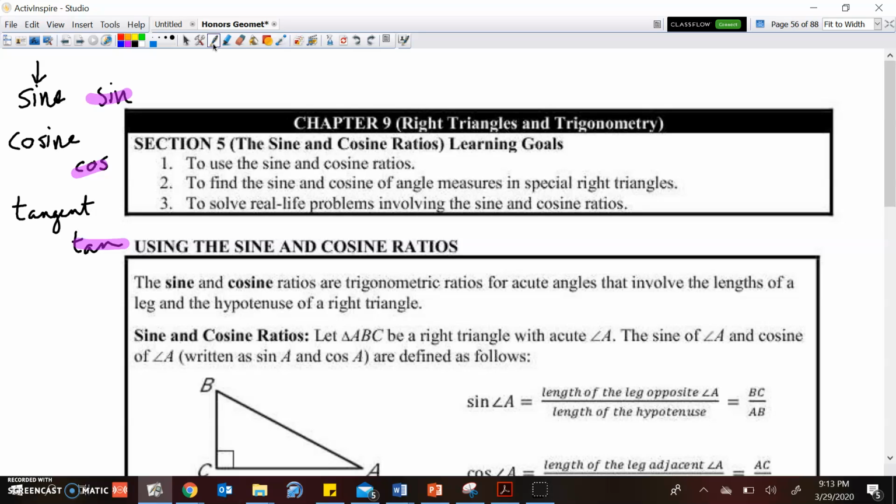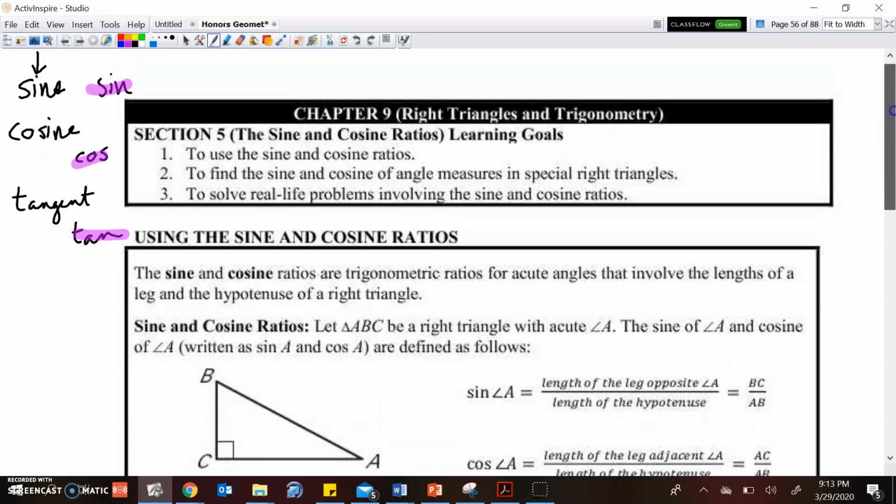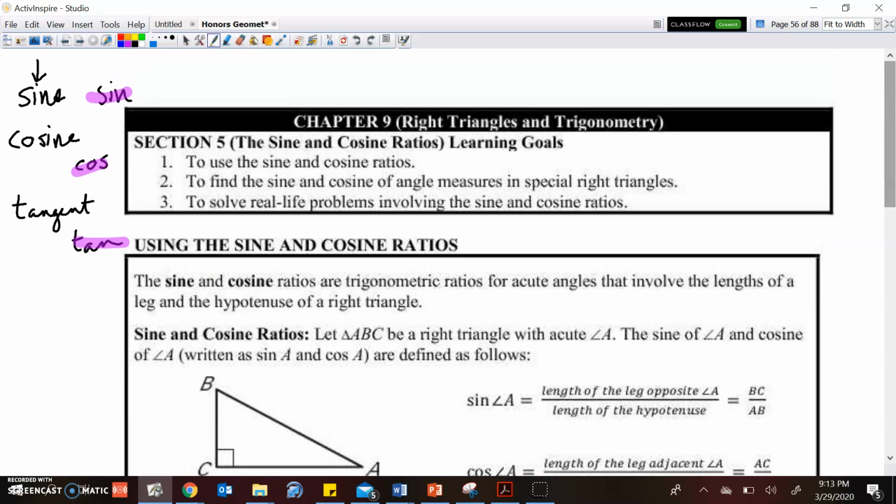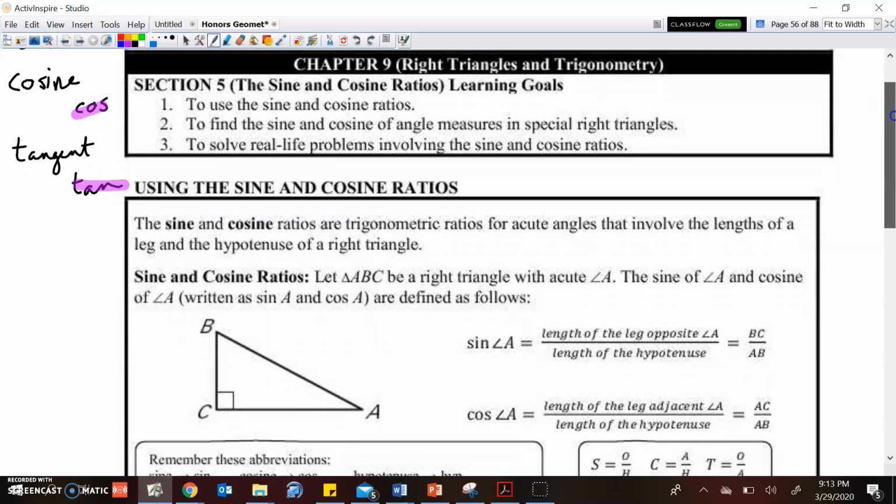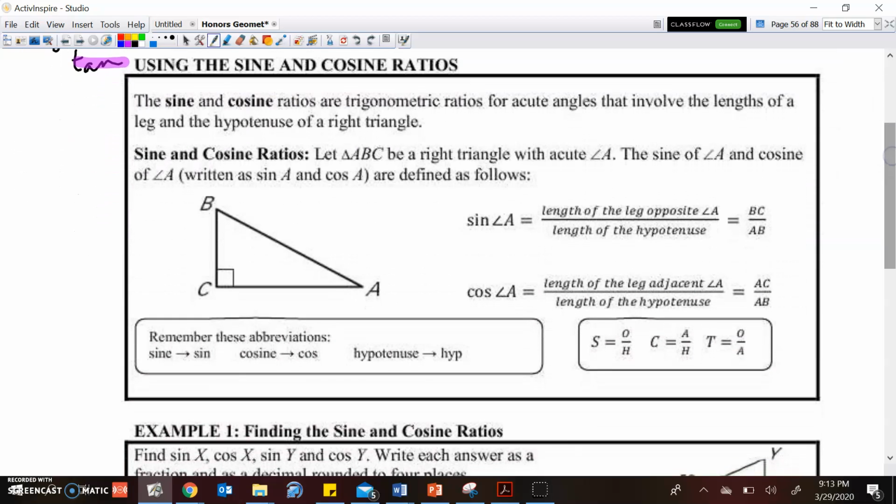And I'd like to, in one of these lessons, give you a little background as to where they came from, so you're not just wondering, like, well, who created these ratios? But for right now, we're just going to work with them. All right, so the sine and cosine ratios. It says the sine and cosine ratios are trig ratios for acute angles involving the lengths of the leg and the hypotenuse of a right triangle, okay?